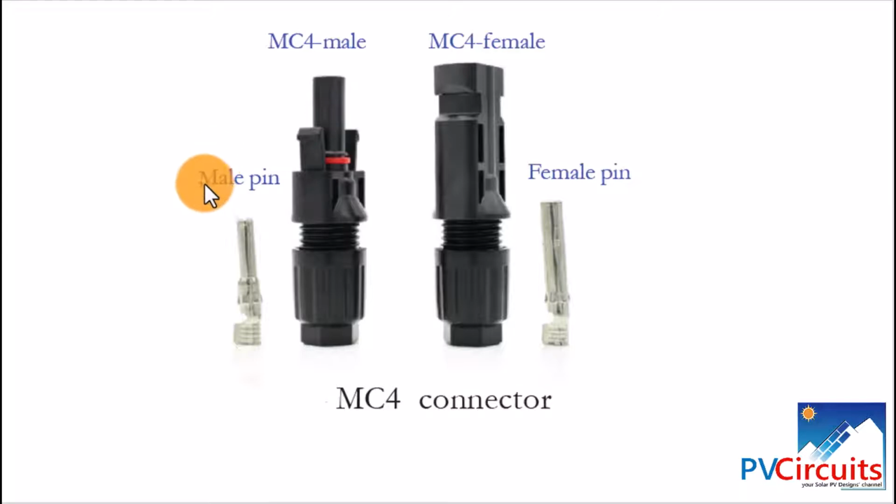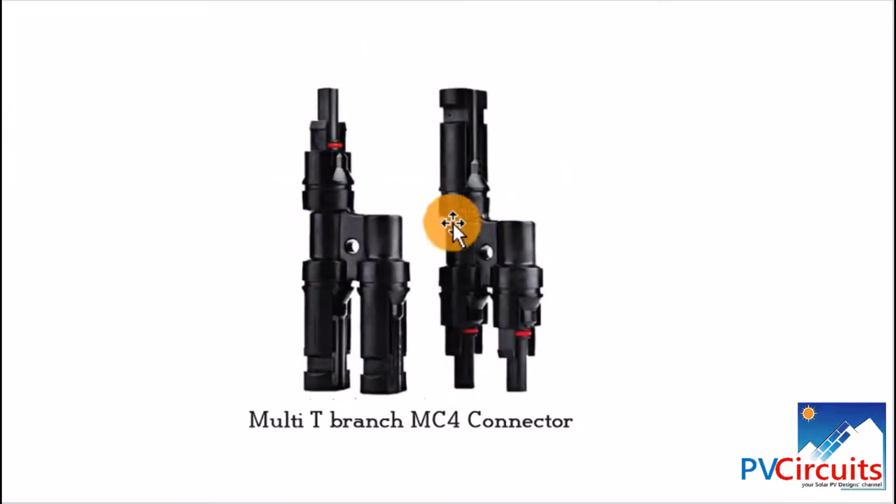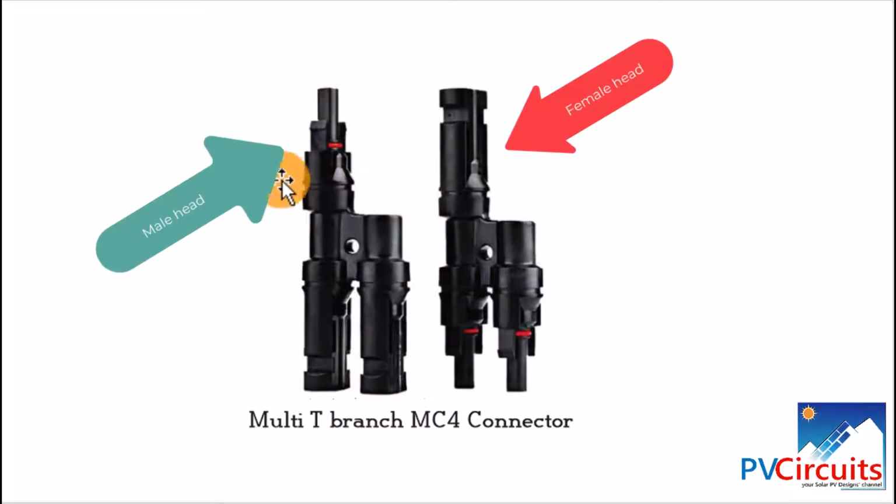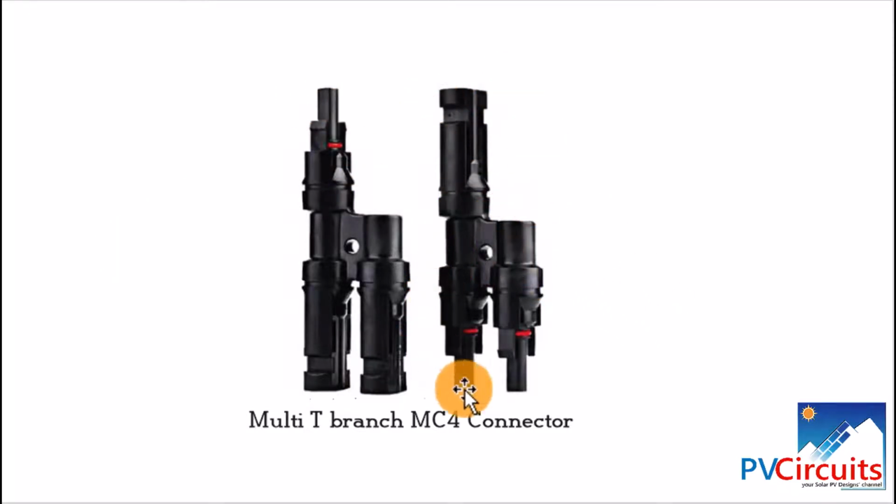Now there is another variety of the MC4, which is the multi-branch. This is a multi-T branch MC4 connector, and this side has the male head and this is a female head, but on the other side you have the male heads and the female heads. The idea here is that this particular type is for doing connections in parallel because of the line being split. One line enters on this side and two lines leave on this side.